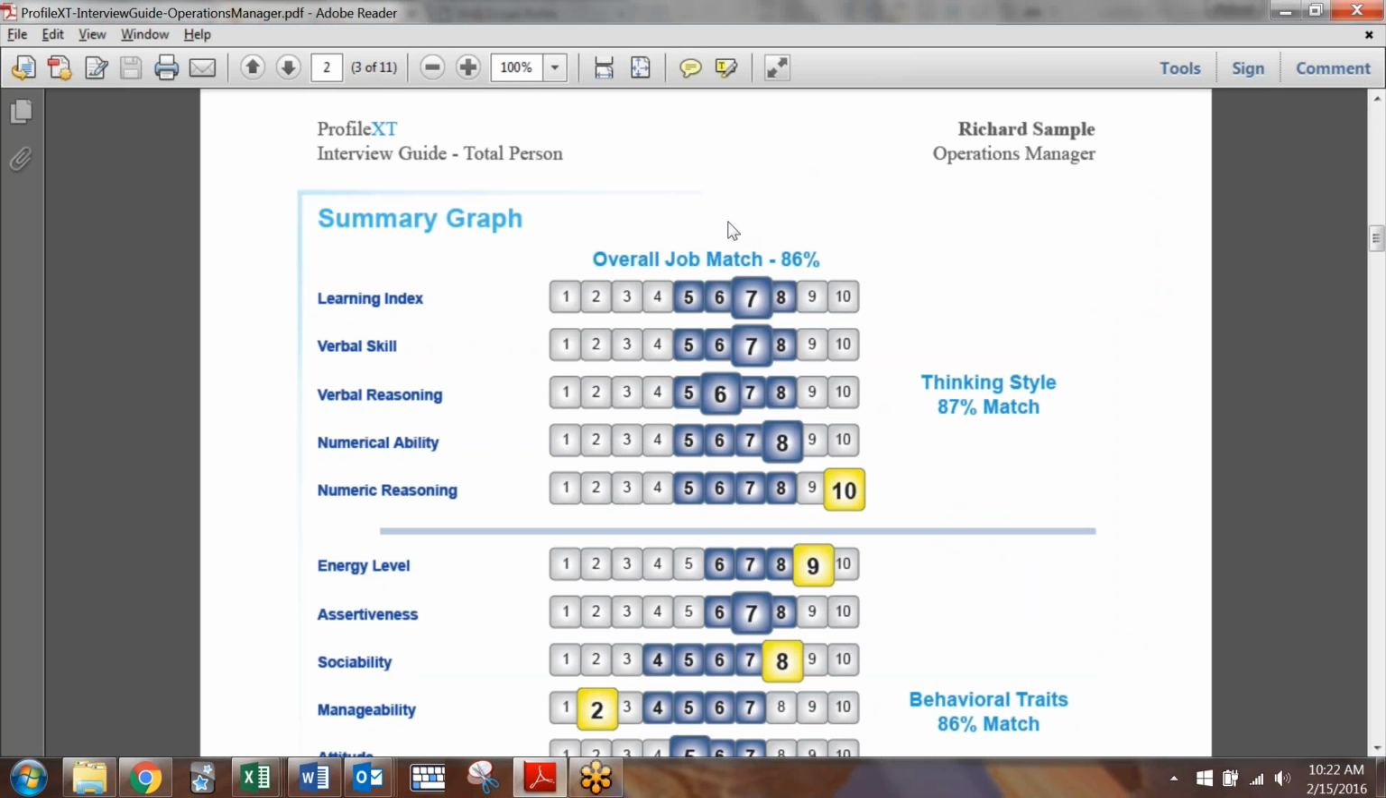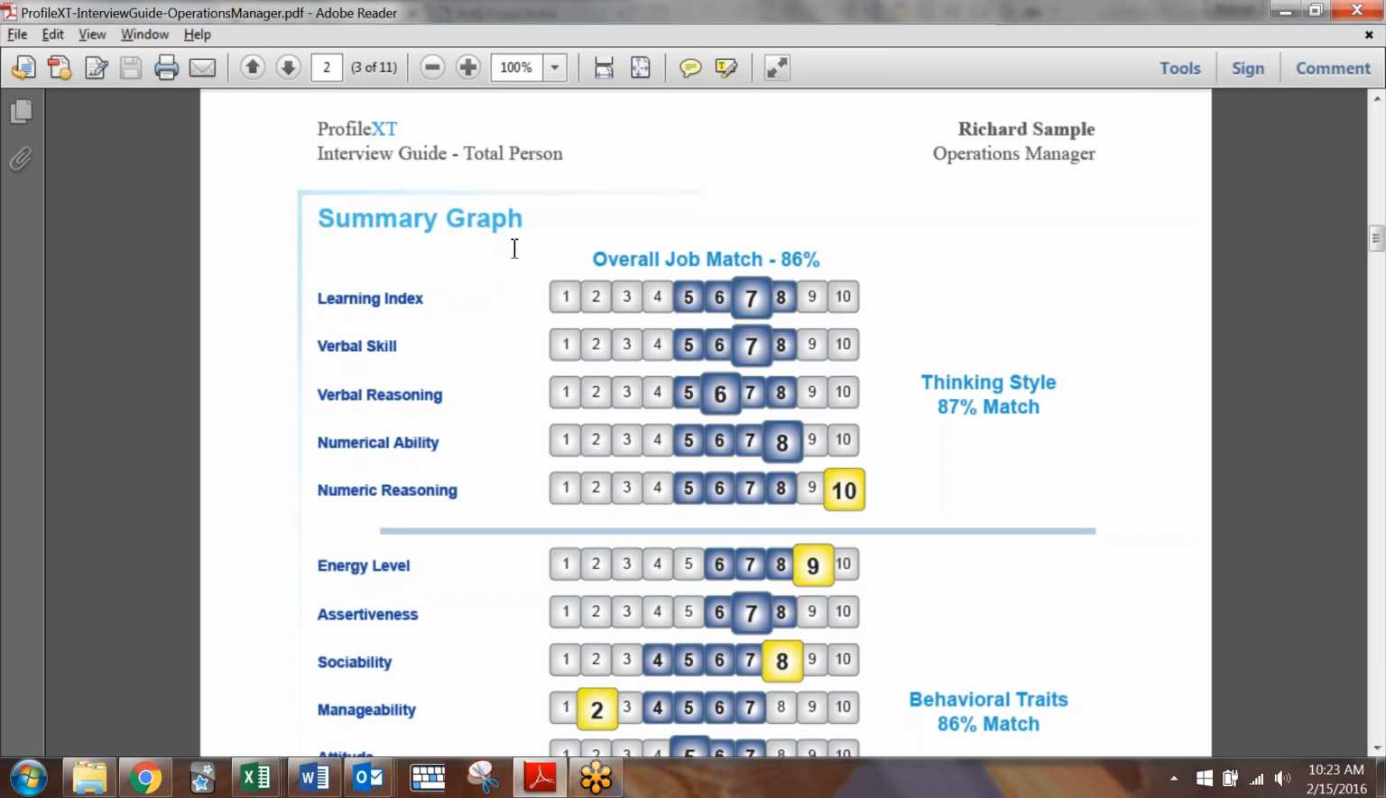So I'm going to be going through each of the scales on this report to give you a little more insight into the types of things that are measured, and also what you should be considering when you're looking at the results of an individual relative to the performance model that is shown as the shaded areas on each of the different scales.